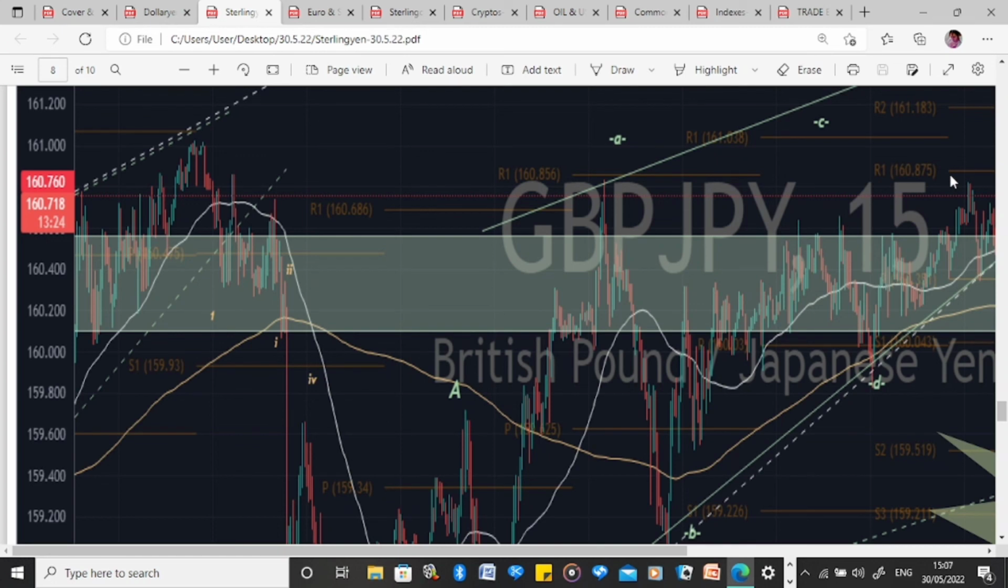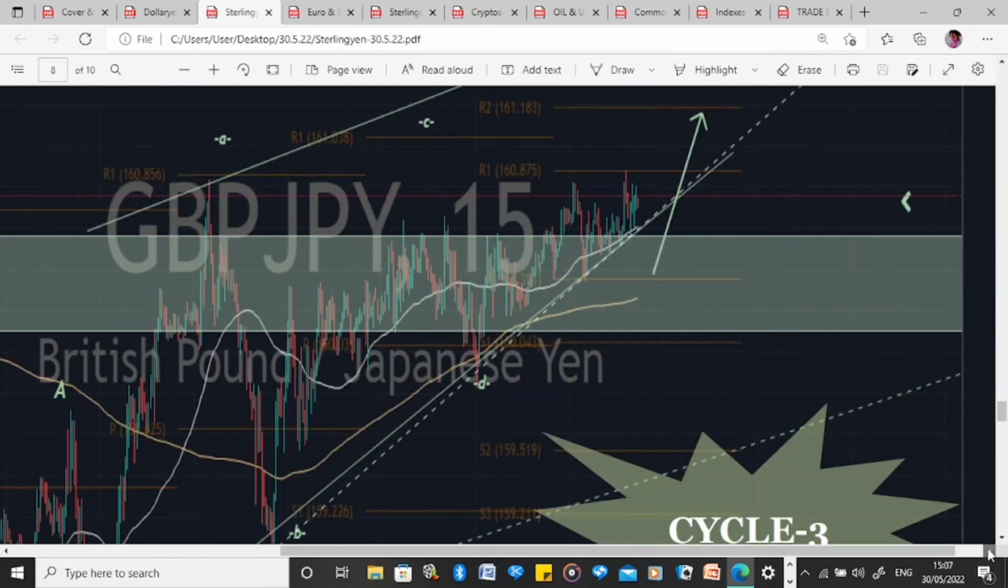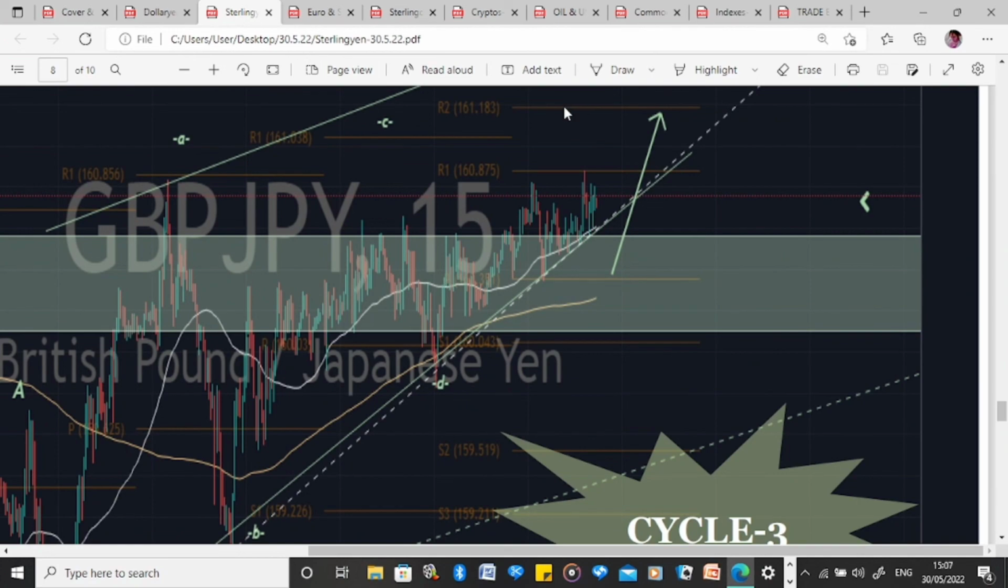You can go in size, all right, at these levels and even not take profits at 160.87. Take it 50% between R1 and R2. Market, I believe, is now even above R2.